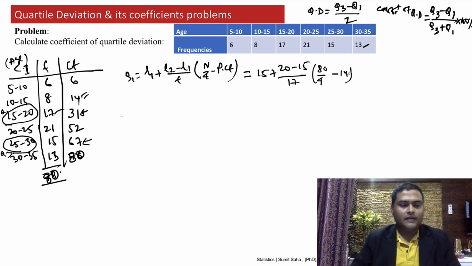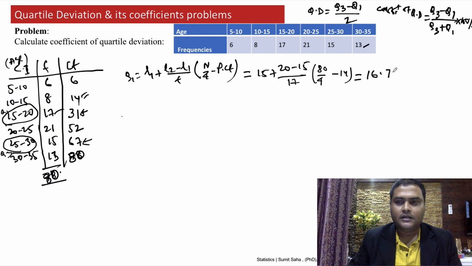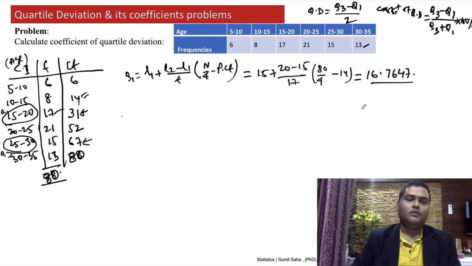Correct? So if you calculate, you can use the calculator differently. We'll get 16.7647, which is the quartile 1 value.